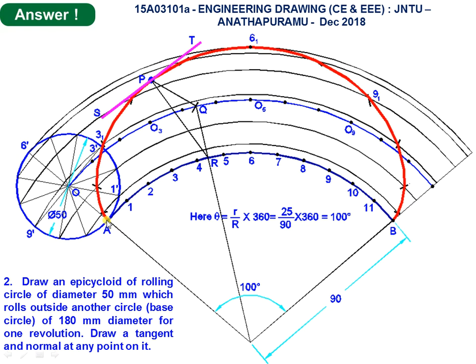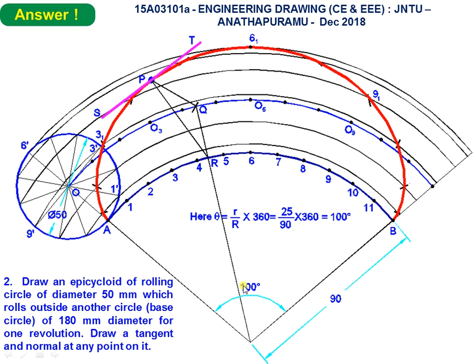How will we find the perimeter of the circle? The diameter of the circle given in the problem is 50 mm. Pi d is the circumference or the perimeter of the circle. So this arc length AB is equal to the circumference or the perimeter of this rolling circle.